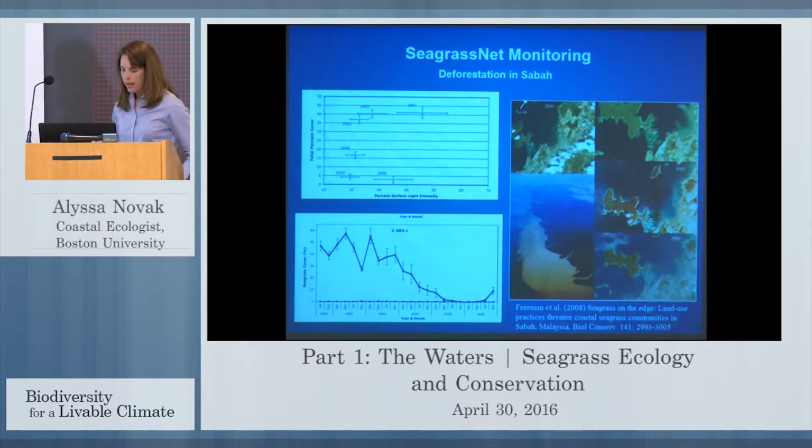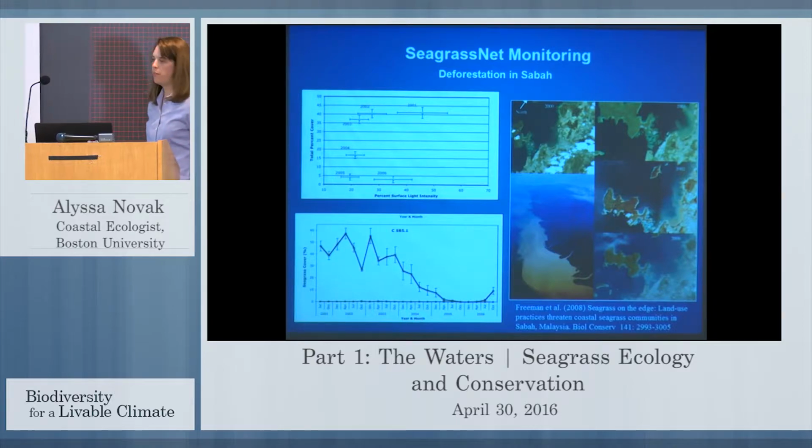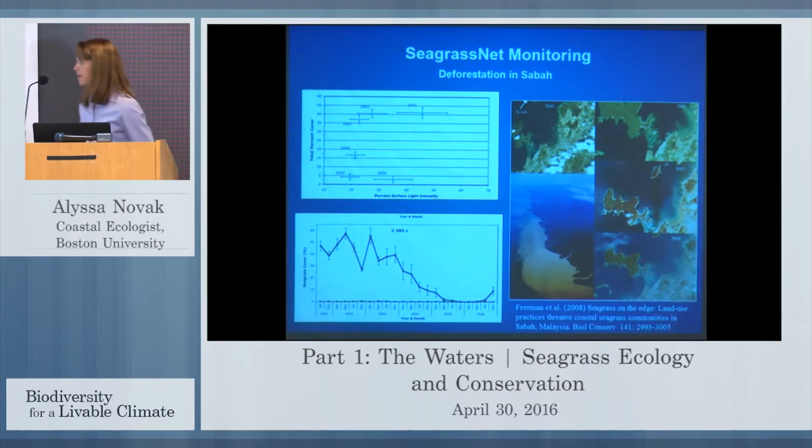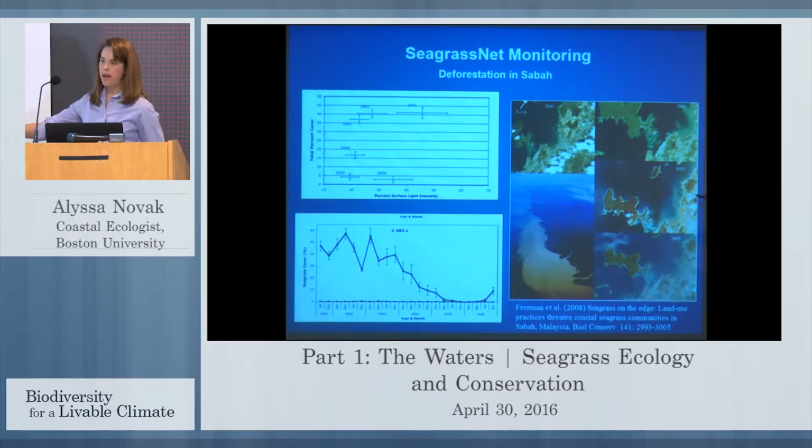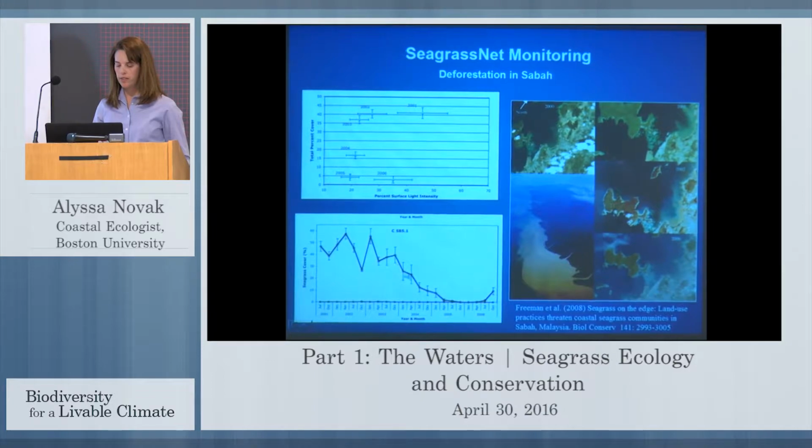So back in 2005, we noticed the disappearance of a bed in Sabah. This bed happened to be in a marine protected area about 60 miles from shore, and so we considered it a pristine environment. When we started looking at the data, we found that there was 60% cover, so you can see right here, back in 2000, and then it started to decline somewhere in 2004, and then it was down to 0% in 2005.